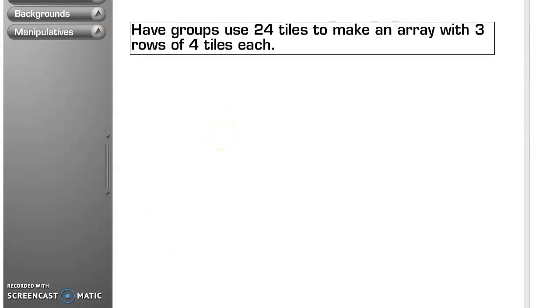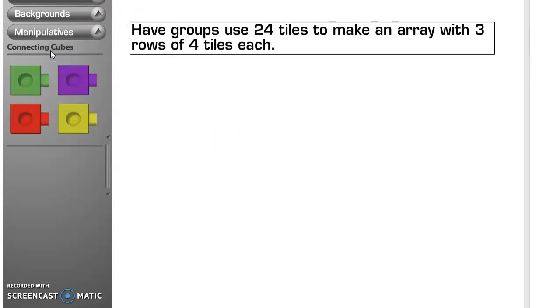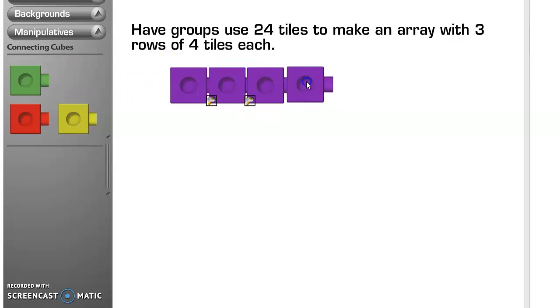So when multiplying, what we can do is use manipulatives or counting cubes to figure out arrays. So for this one it says have groups use 24 tiles to make an array with 3 rows of 4 tiles. So what we're going to do is make 3 rows with 4 tiles. So again, I'm going to connect these cubes. You can use little counting circles, or you could use these cubes. So that's my first row. And I'm going to have 3 rows.